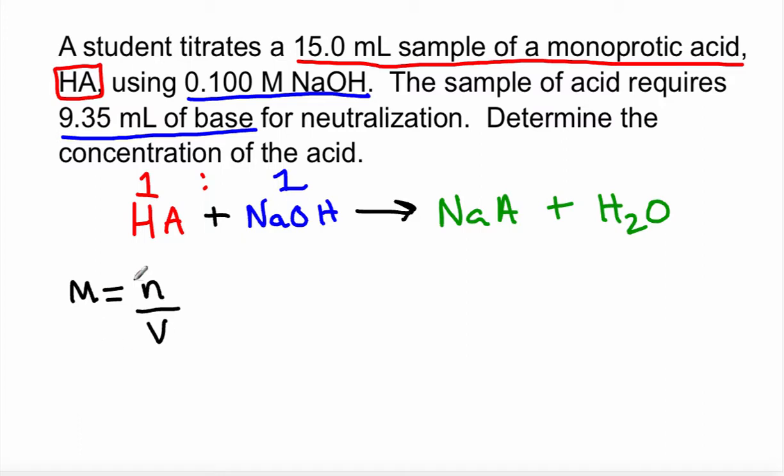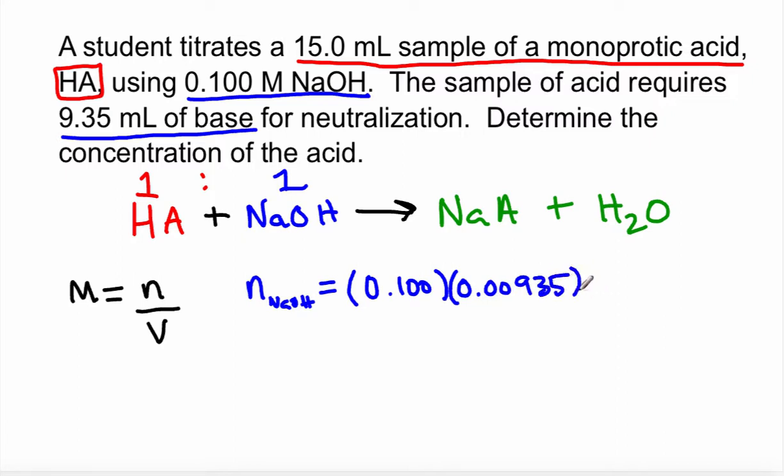So I'm going to rearrange this equation that I've written here in black, and I'm going to do it color-coded in blue so you know that we're dealing with the number of moles of NaOH. So that's going to be the molarity of the NaOH, which in the problem is given as 0.100 moles per liter, times the volume. Now we have to remember to convert the volume from milliliters into liters. So we divide by 1,000. And when we do this, we get an answer of 9.35 times 10 to the negative fourth moles of base.